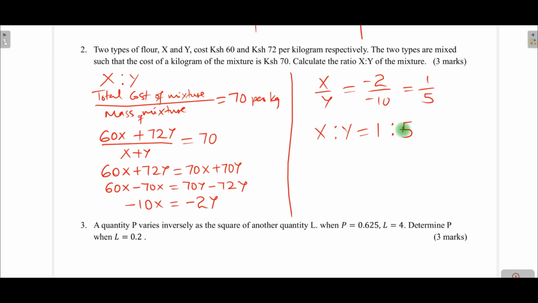So there are different ways of doing this question. It can also be done in a different manner. Otherwise, we are going to proceed to question 3.